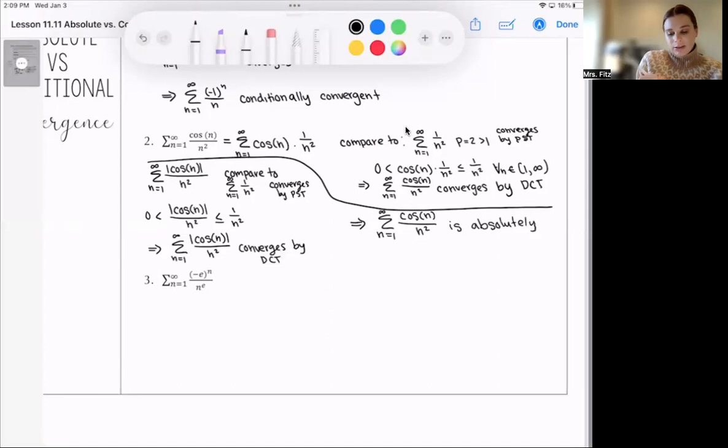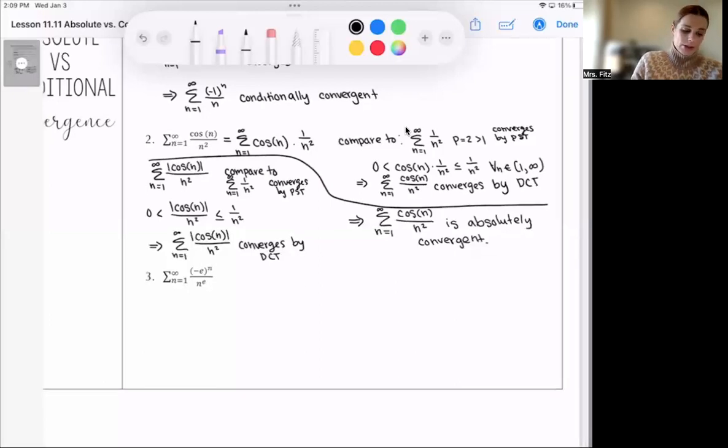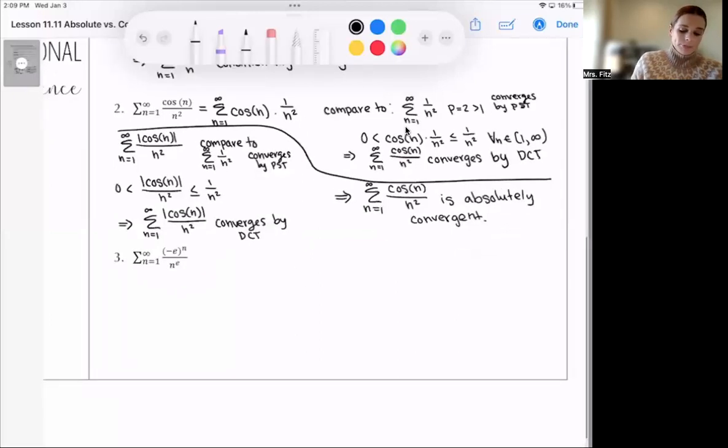So this one was a little bit trickier. You had to do a little more thinking about what test to use because of that cosine of n. Direct comparison test is always a good one to choose when you have a multiplication of two different functions going on, where it's not quite as easy, especially when you can't do ratio test. I would not want to do ratio test with a cosine or any kind of trig function.